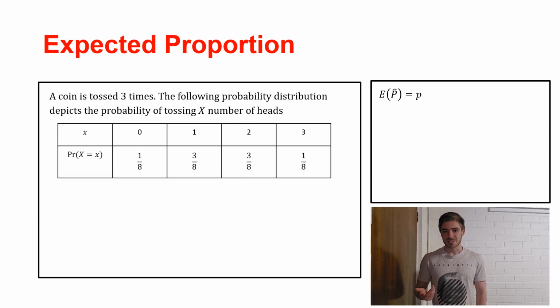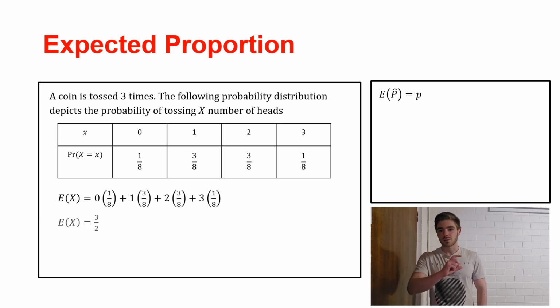What we have here is the probability distribution of tossing X number of heads across 3 different tosses. If you were to find the expected value of this, all you would do is multiply each probability by its corresponding X value and then add them all together. This is standard discrete probability fundamentals.